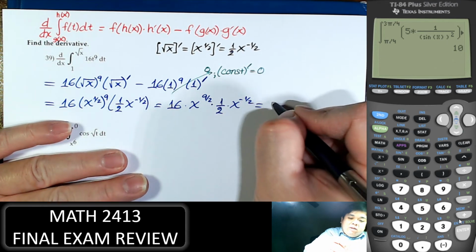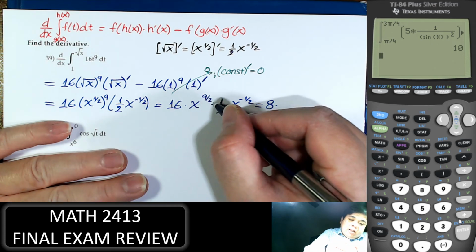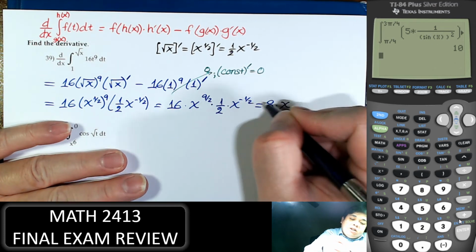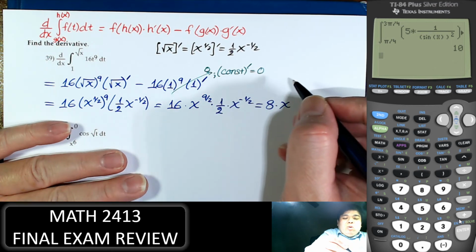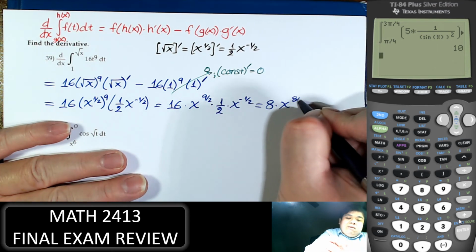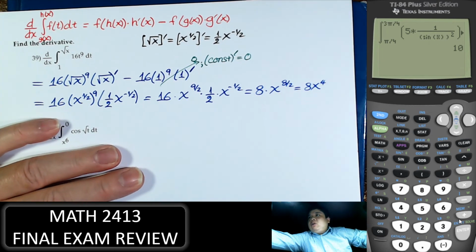16 times 1/2 is 8. And when we multiply, we add the exponents. 9/2 plus negative 1/2 is 8/2. So 8x to the 4th. Remember, there's no constant c.